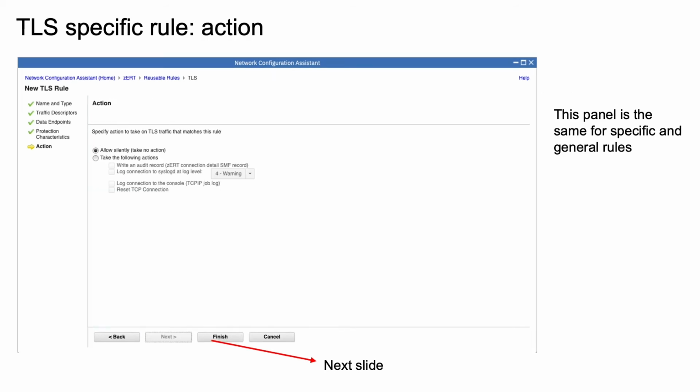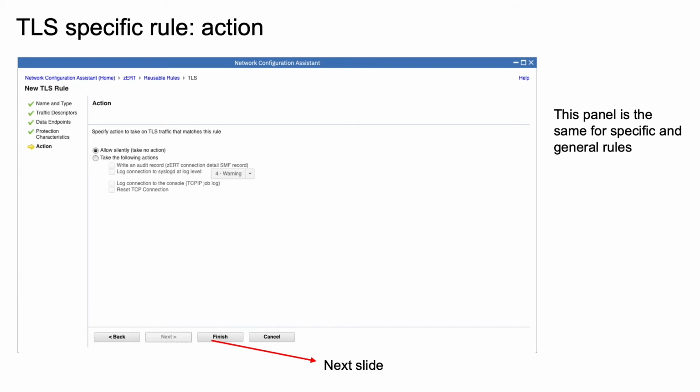In our example, we're creating a specific rule to allow Telnet to use TLS 1.1 without any action. So the appropriate action for this specific rule is the same as the general rule, which is to allow the traffic with no action. In other words, no auditing or logging. What are some examples of use cases where other actions might be appropriate?